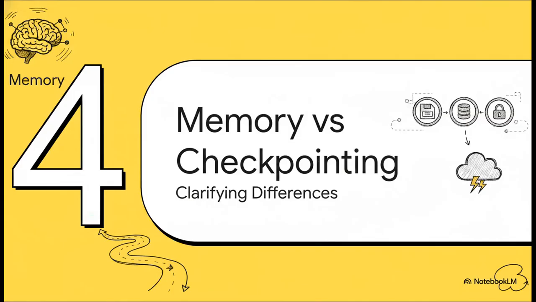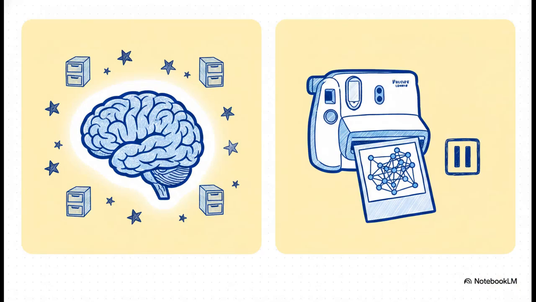All right, moving to Section 4, memory versus checkpointing. This is a massive point of confusion in interviews, so you absolutely need to nail this distinction. Memory is knowledge persistence, the facts and preferences that span across multiple sessions. Checkpointing, on the other hand, is runtime persistence. It's literally just a snapshot of your graph at a specific moment so you can recover from a failure or wait for a human to click approve. A checkpoint is not long-term memory.